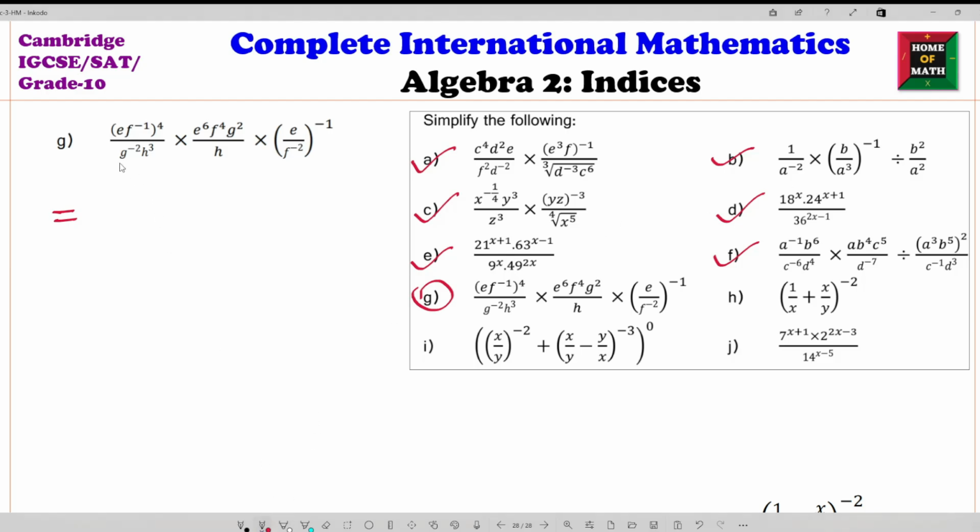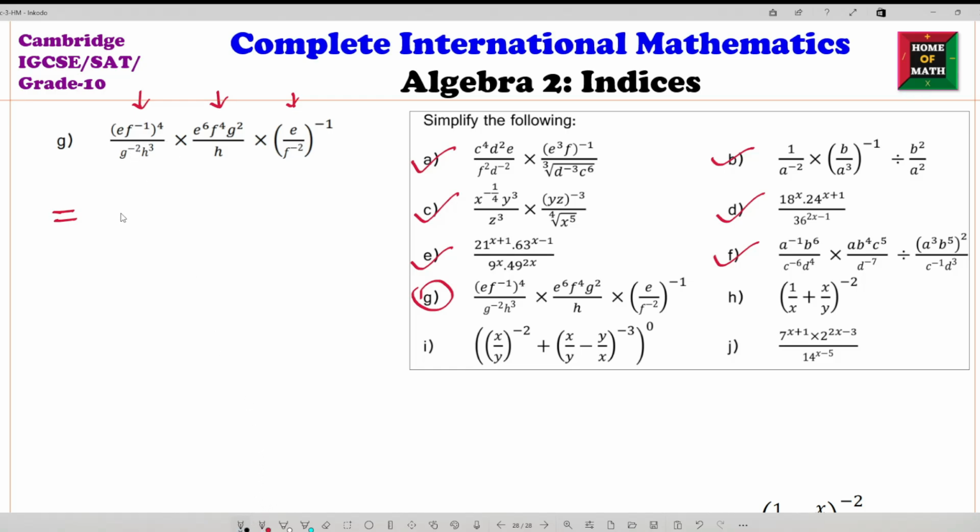Number G. Here are 3 fractions. The first fraction is (e f to the power minus 1) whole to the power 4 divided by g to the power 2 h cubed, times the second fraction e to the power 6 f to the power 4 g squared divided by h, and the third fraction (e divided by f to the power minus 2) whole to the power minus 1.